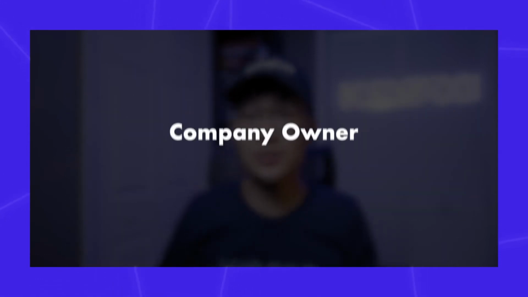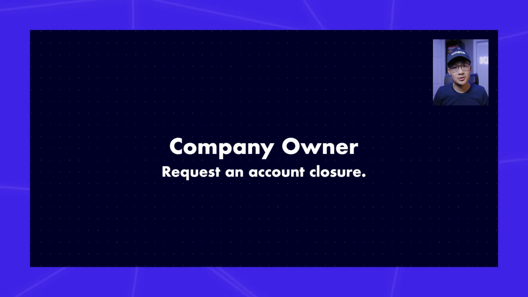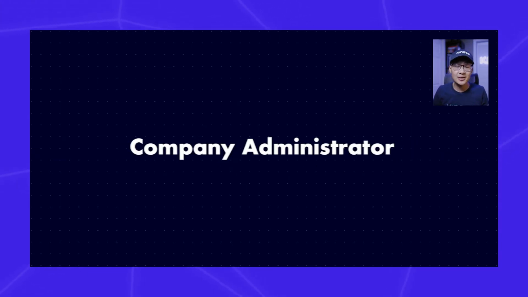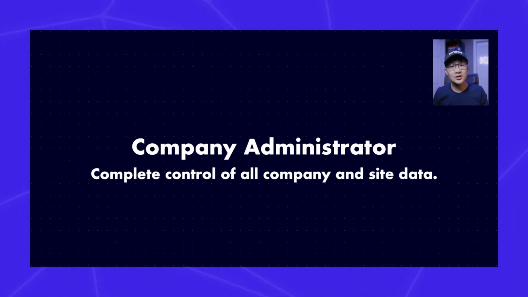First is the company owner. The company owner role is a special role. A company owner is the only user in a company who can request an account closure. Apart from that, they are the same as company administrators. A company administrator has the highest level of access. They have complete control of all company and site data. Only give company administrators to users who you trust the most.